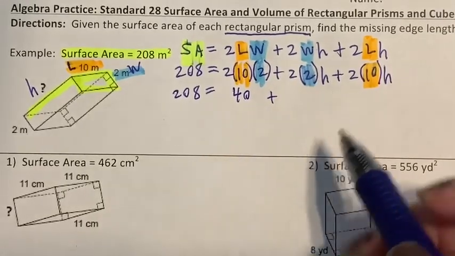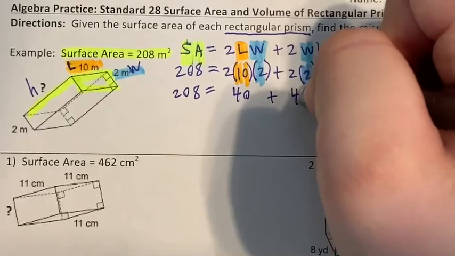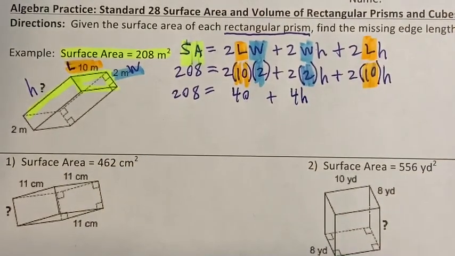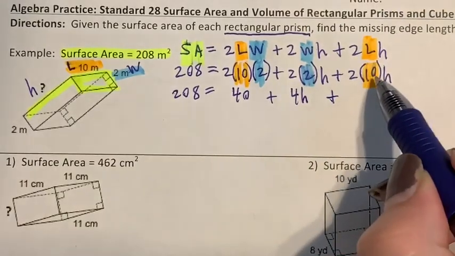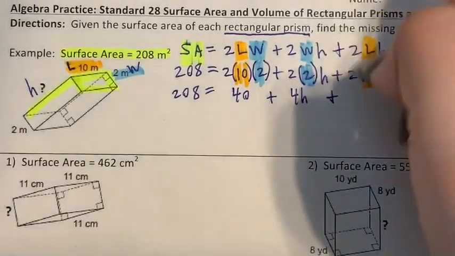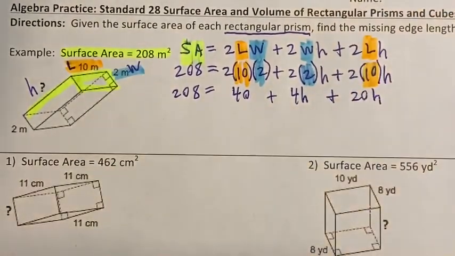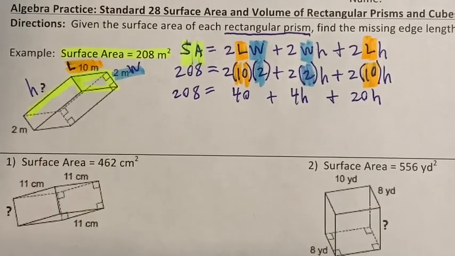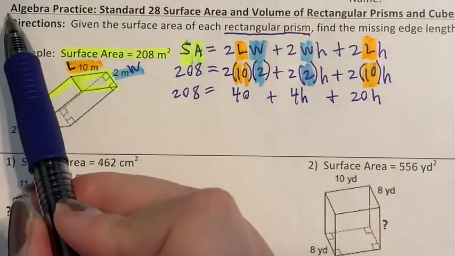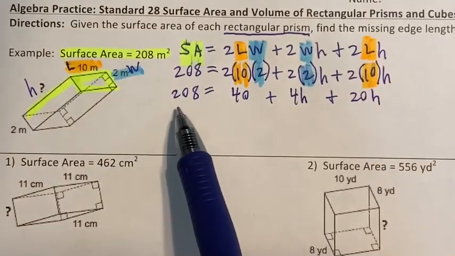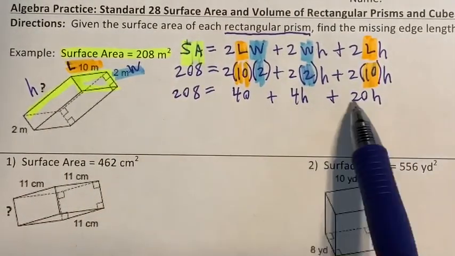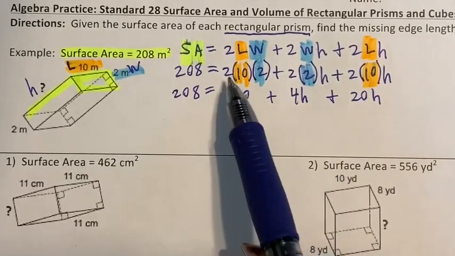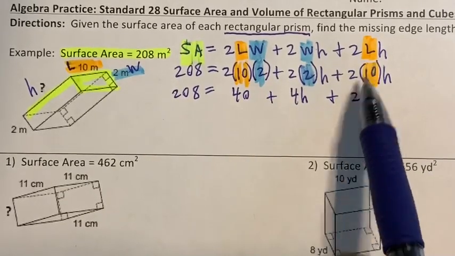Well, 2 times 2 is 4. We have to keep that h there, so it will just be 4h, 4 times my height, plus 2 times 10 times my height. 2 times 10 is 20, and then we still have to leave our h there. This is called algebra practice because you have done plenty of solving equations like this in Algebra 1. So the next thing, we took care of all these pieces of multiplication.